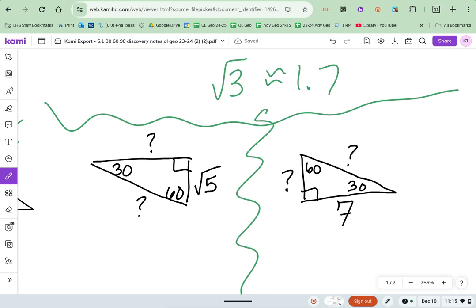This side's x, and for this side it's going to be x. This one's your hand. So for this one, since 7 is on that long leg, and the long leg is x root 3, do 7 is x root 3, and then go for x.